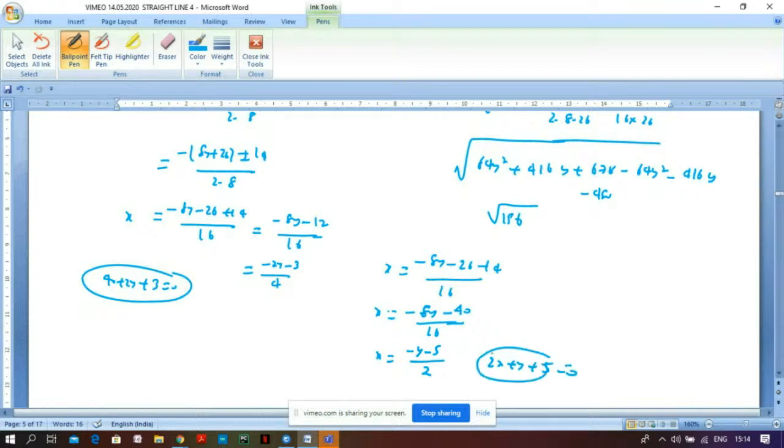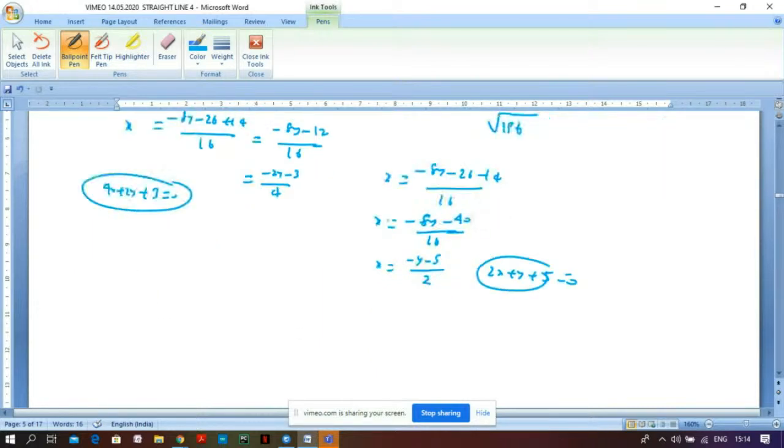So obviously these two lines, you can see that they are parallel lines. So let me arrange them in the form. So one line is 2x plus y plus 5 is 0, and the other line is 2x plus y plus 3 over 2 is 0.